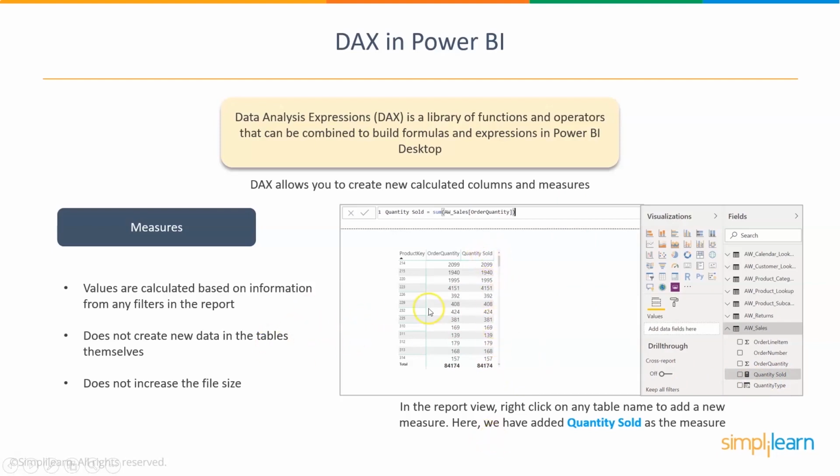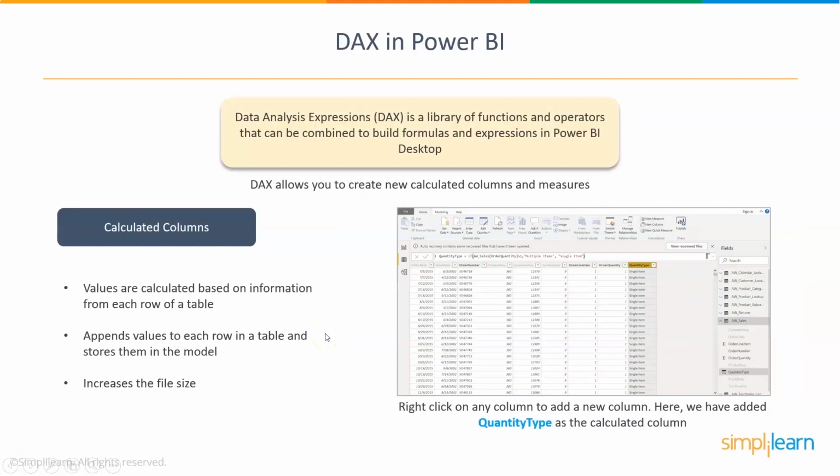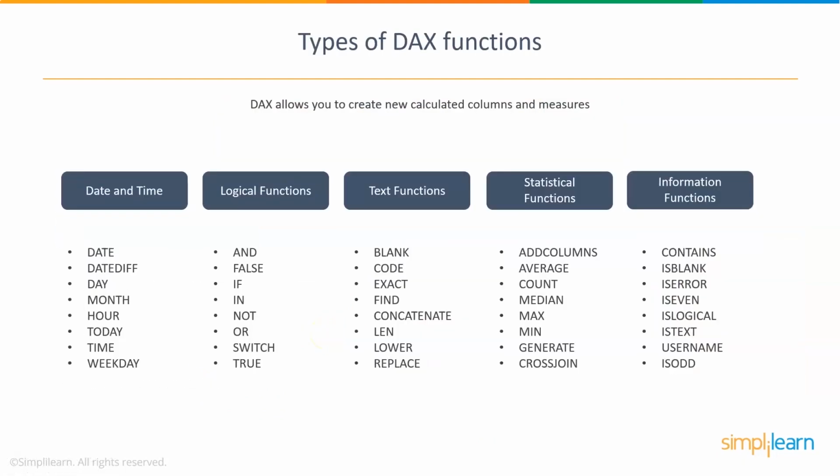So values are calculated based on information from any filters in the report. We will see how this can be done. Here, the measure does not increase the file size. It does not create new data in the tables themselves, in comparison to what we were seeing earlier, that is your calculated columns. So these are your types of DAX functions.